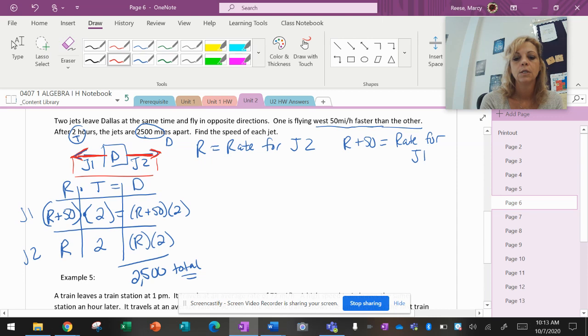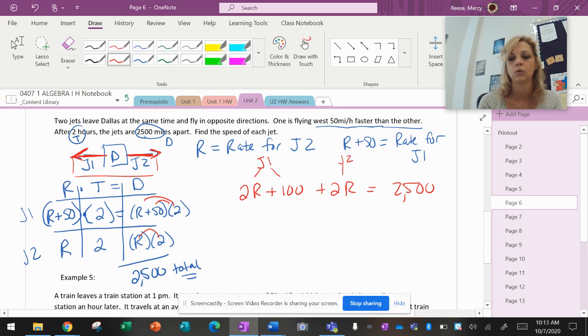So I'm going to distribute here, and I'm going to go 2r plus 100 plus this 2r equals 2,500. So this represents jet 1's total distance. This one represents jet 2's total distance. And then together, they're 2,500 miles apart from each other. And I got a formula. So I want you to take a minute and solve.